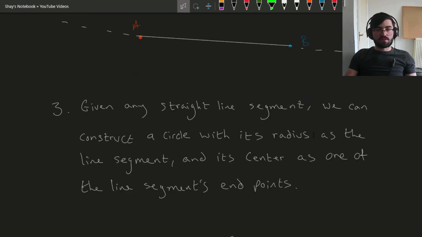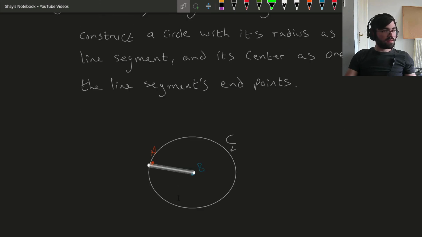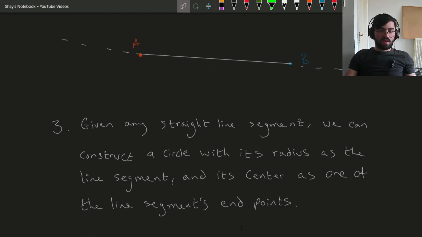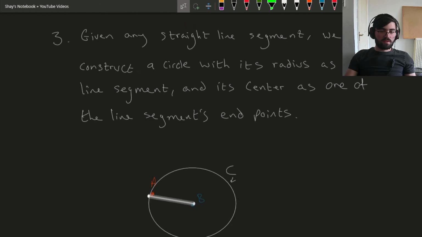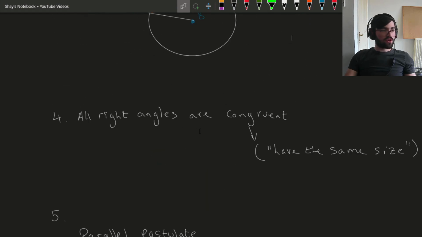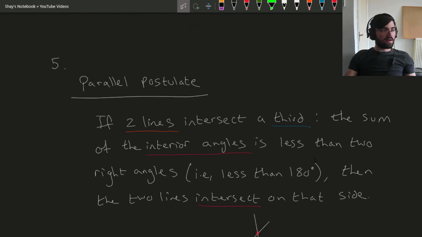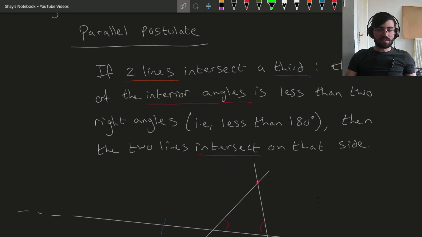Given any straight line segment, we can construct a circle with its radius as the line segment. That's what this is. And its center as one of the line segment's endpoints. That's what this point B is. All right angles are congruent, i.e. have the same size. Finally, the parallel postulate. If two lines intersect a third, and the sum of the interior angles is less than two right angles, then the two lines intersect on that side.